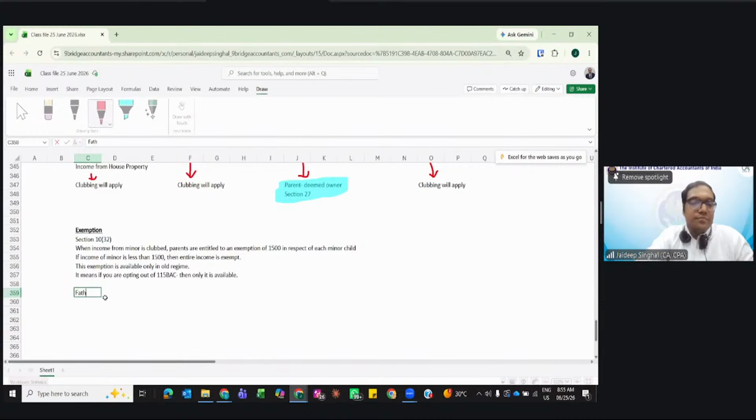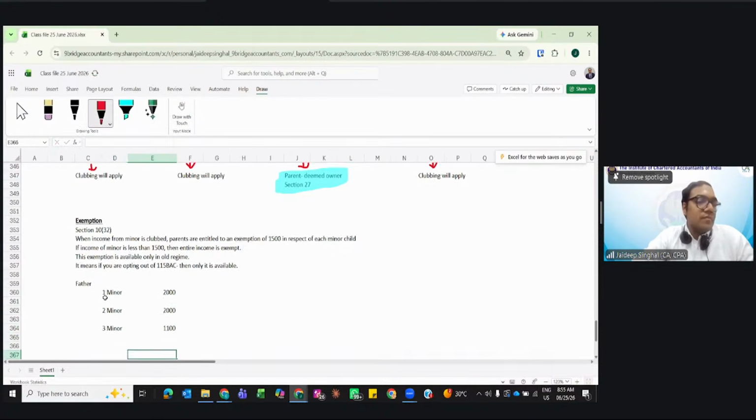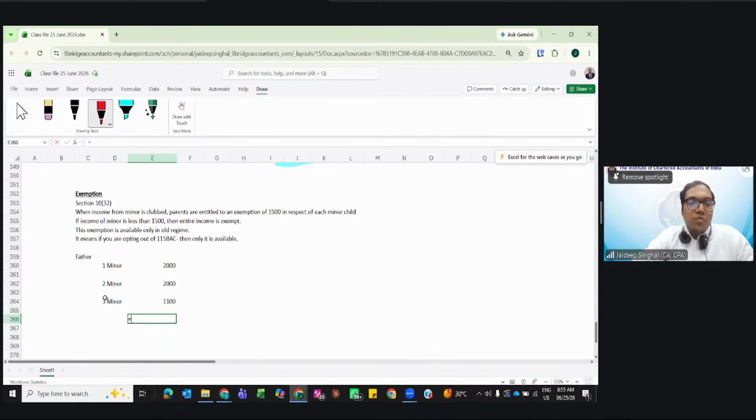Let's suppose a father has 3 minor children. The first minor child has an income of 2,000. The second minor child has 2,000 income. The third minor child has 1,100 of income. Will you do it like this? You will total up the incomes, and since there are 3 children, you will do 1,500 into 3, 4,500, and reduce it. Will you do like this?